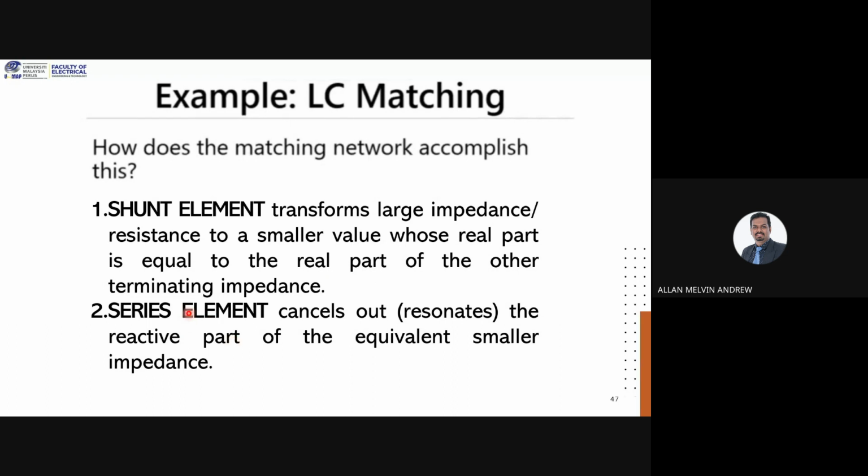Okay, so as I said, it depends on the application that we want to use. So we need to do the analysis, we need to find out what we need to do in order to achieve perfect impedance matching. Based on that, we can select whether we want to use a shunt element or a series element.